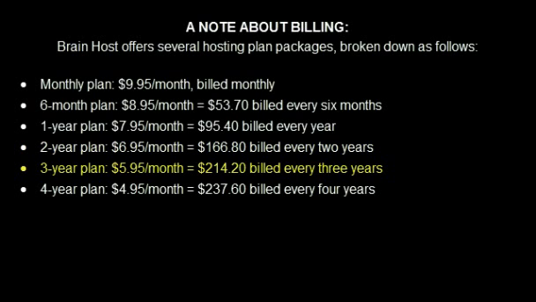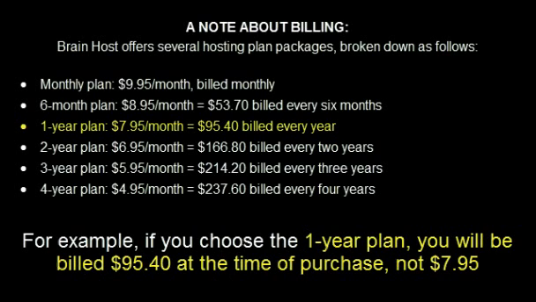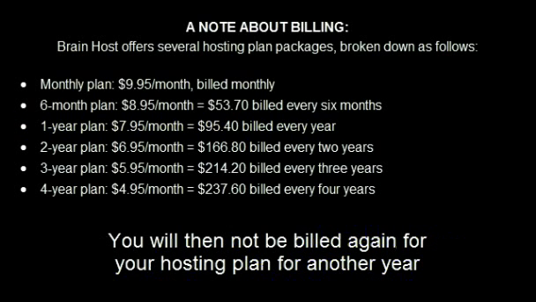A 3-year plan at $5.95 a month equals $214.20 billed every 3 years. A 4-year plan at $4.95 a month equals $237.60 billed every 4 years. You will be billed the full amount of your plan at the time of purchase, not the monthly rate. For example, if you choose the 1-year plan, you will be billed $95.40 at the time of purchase, not $7.95. You will then not be billed again for your hosting plan for another year.